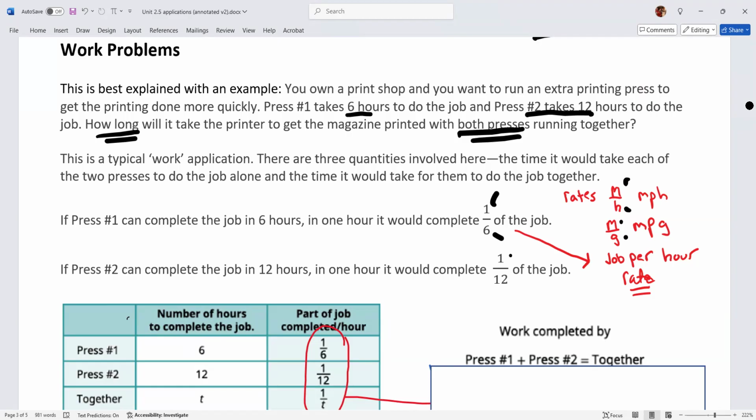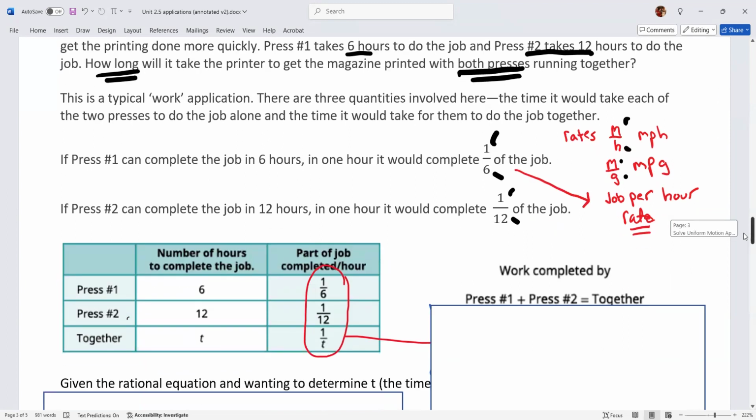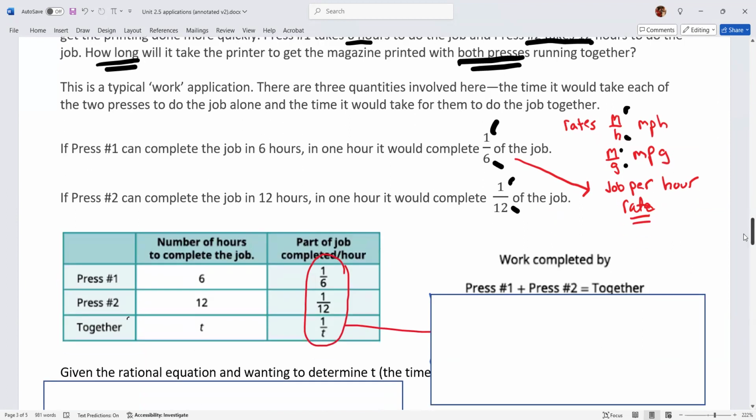The second fraction to complete one job, the rate would be 1/12 hours. Okay. And so if we write these as fractions, the part of the job complete. So you can see in this chart over here, I've circled it. So we're given the information about the various rates, and together the T is what we don't know. Okay. And so I write the rates as fractions. Complete job in 6 hours, complete job in 12 working together.